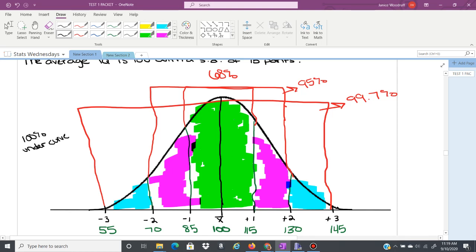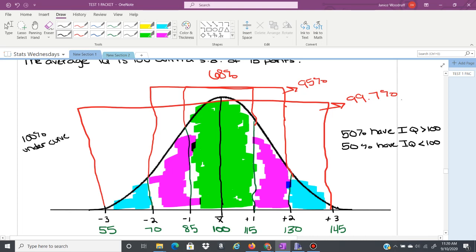So if I split this in half, then 50% of people are going to have an IQ over 100. If that's the average, it's 50-50. 50% have an IQ over 100, and 50% have an IQ less than 100. I can split that curve.